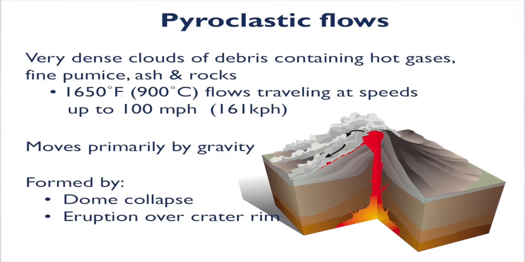These pyroclastic flows, once again, are very dense clouds of debris and hot gases. They're fine pumice, ash, and rocks, and they move primarily due to gravity. I told you about the dome collapse that occurs. The thing about this particular pyroclastic flow is that it's 900 degrees centigrade. You're talking about something very, very hot when it's created, traveling at speeds up to 100 miles per hour. There's no way to get away from them. You just have to evacuate people ahead of time. So that's a good review when we're talking about pyroclastic flows.